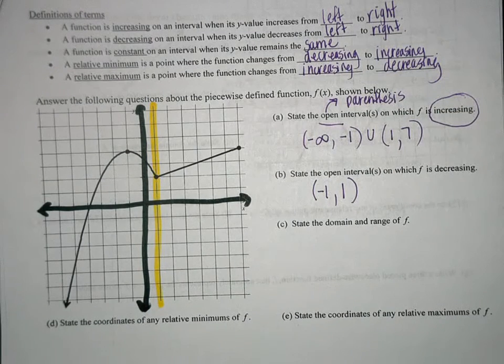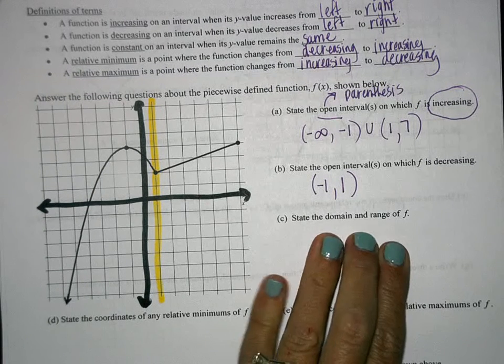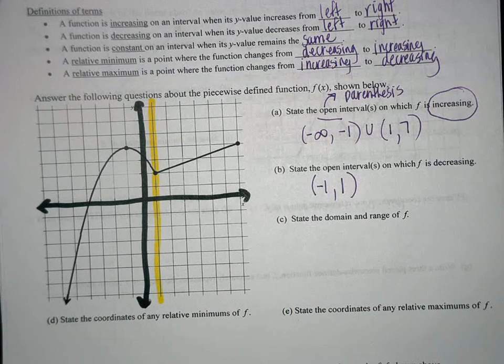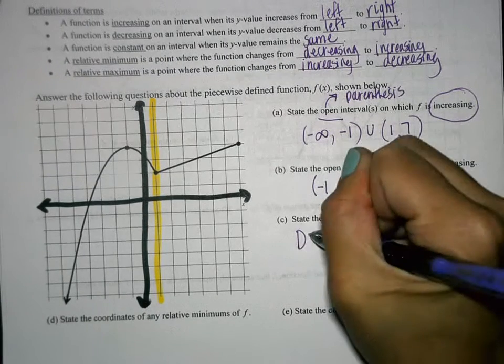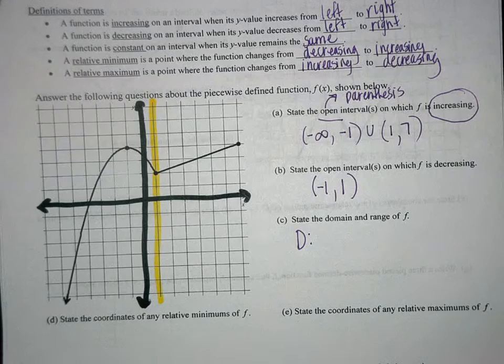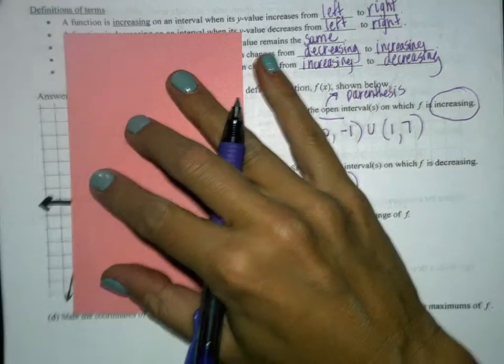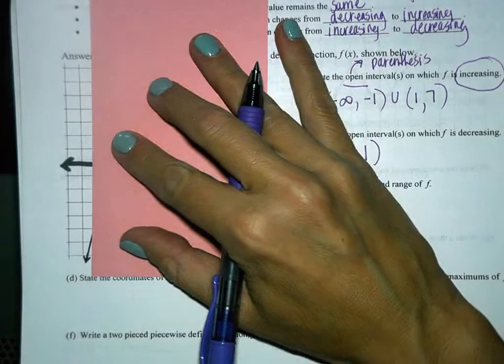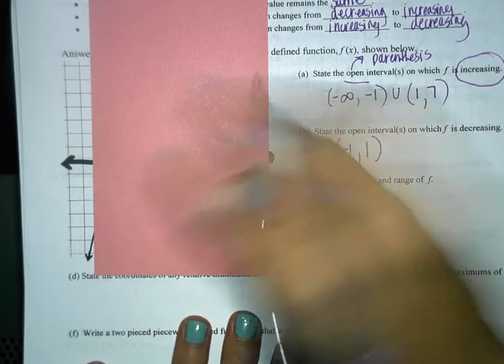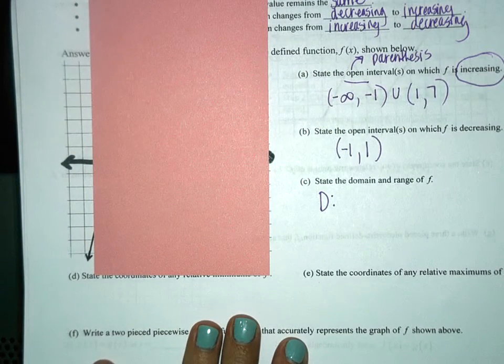Any questions so far? Okay, so now it's saying state the domain and range. It's not saying open intervals, it's saying domain and range. We have to think about our parentheses and brackets, okay? So starting with our domain, if you have a hard time with this, you can use your cards, but starting with the domain, we're starting with what? Good, negative infinity. And is it going to be a parenthesis or a bracket?